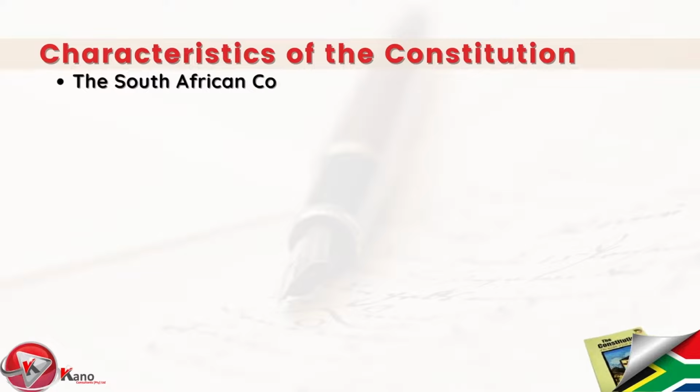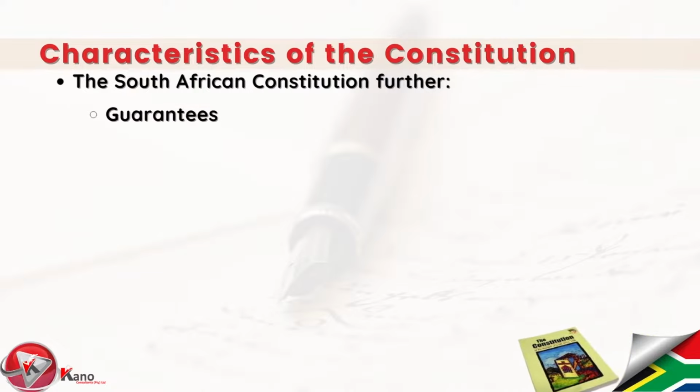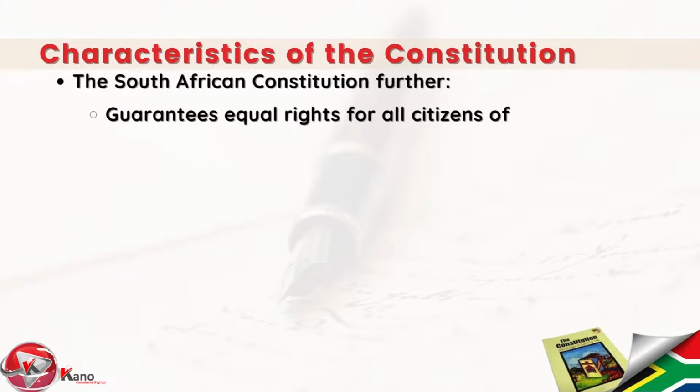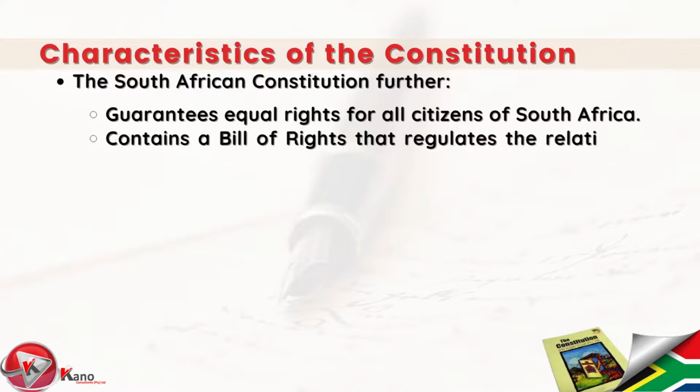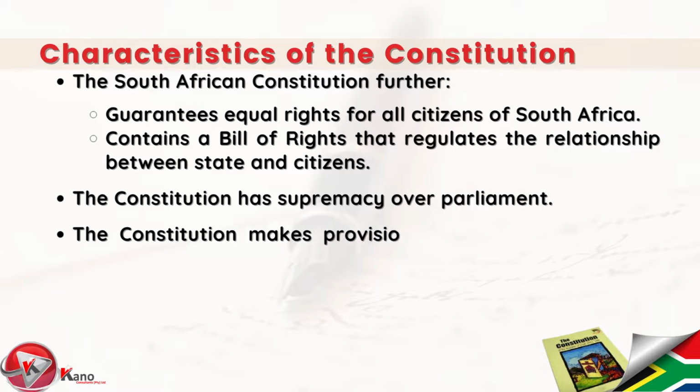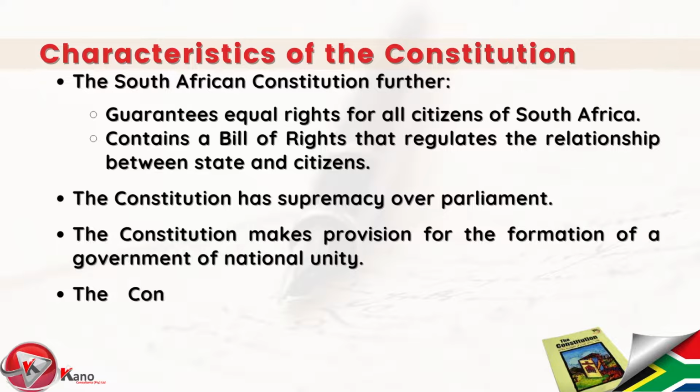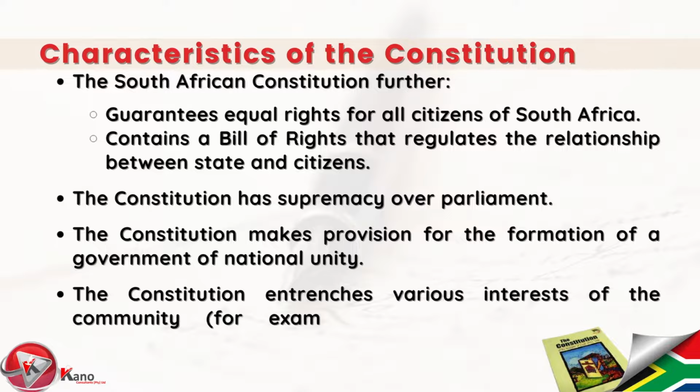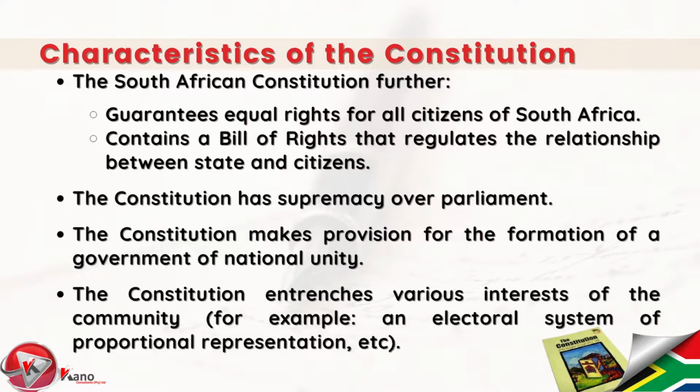The South African Constitution further guarantees equal rights for all citizens of South Africa, as well as contains a Bill of Rights that regulates the relationship between state and citizens. The South African Constitution has supremacy over Parliament and makes provision for the formation of a government of national unity. It also entrenches various interests of the community. For example, an electoral system of proportional representation, etc.